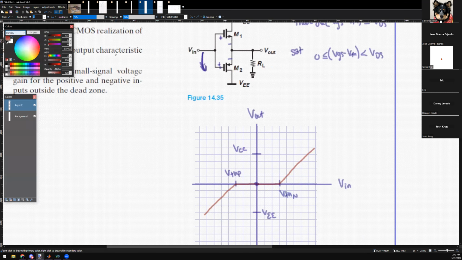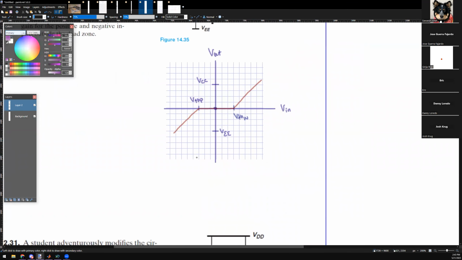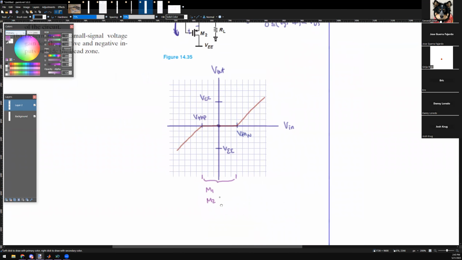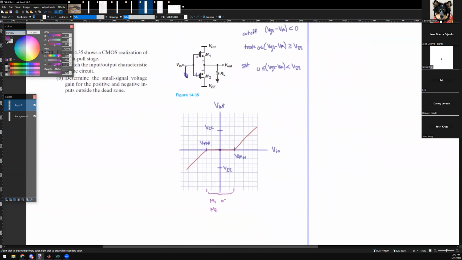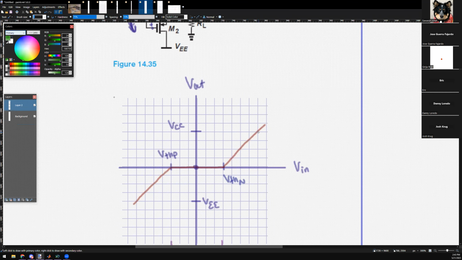So in this middle regime, what is the status of M1 and what is the status of M2? Both are off. Correct. Over in this regime, what is happening? M1 is on, M2 is off. But also be careful. I messed up when I drew these lines because I can never exceed VCC. So it flatlines again here.